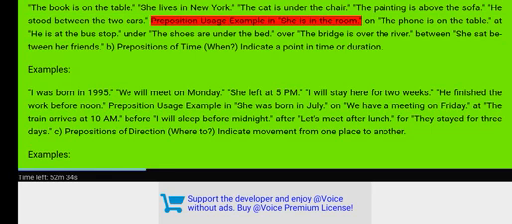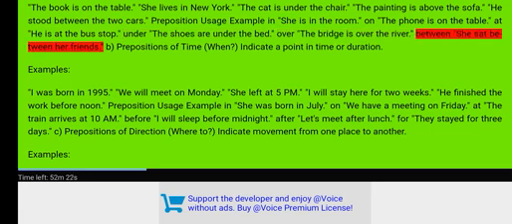Preposition usage. Example: In. She is in the room. On. The phone is on the table. At. He is at the bus stop. Under. The shoes are under the bed. Over. The bridge is over the river. Between. She sat between her friends.